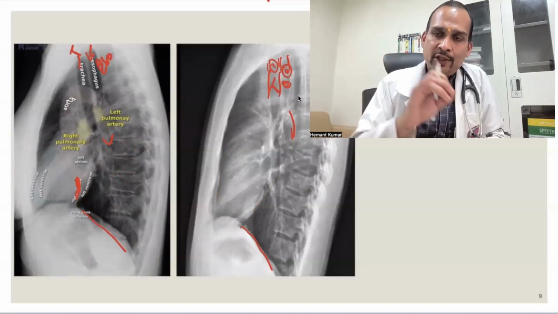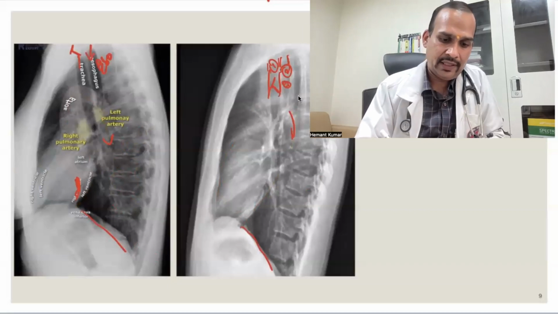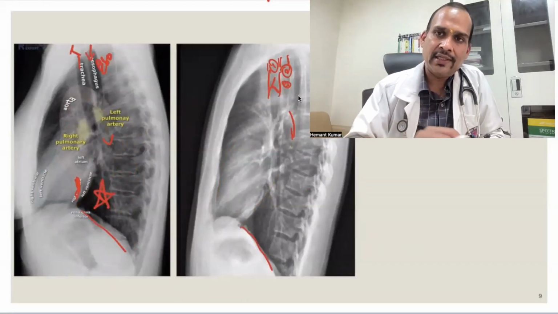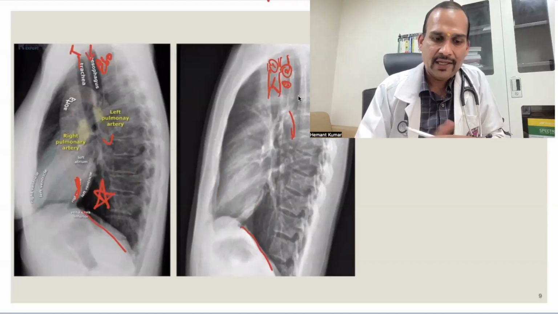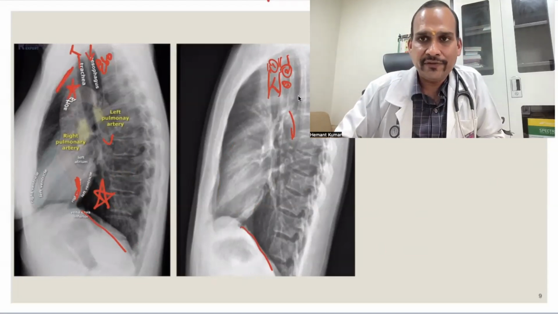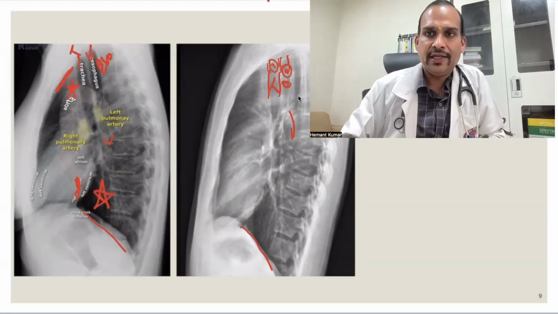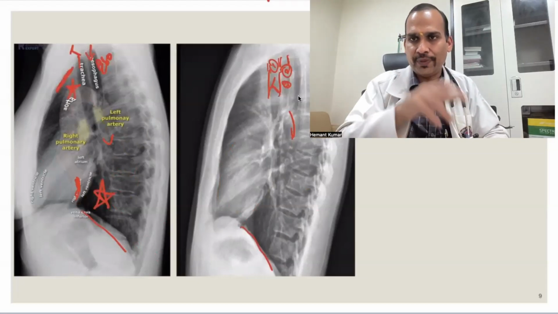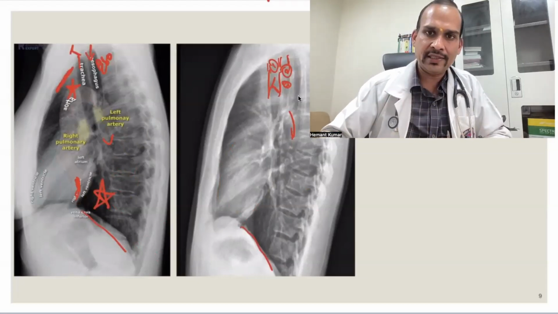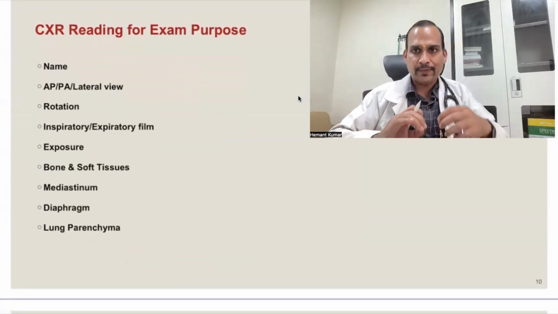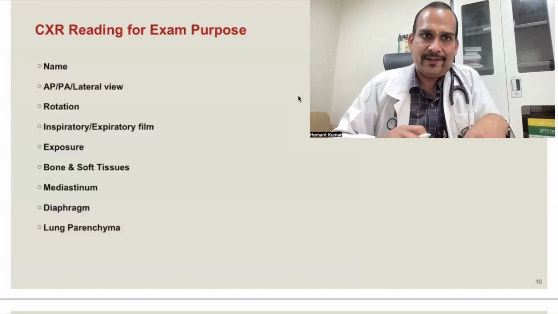If there is any opacity behind the heart, we cannot see it in the PA view, but we can see it in the lateral X-ray. The same is true for opacity in the retrosternal area. So the lateral X-ray gives you a 3D idea of any opacity. If you combine the PA view and lateral X-ray, you can see everything. So this was the practical on how to read a chest X-ray.